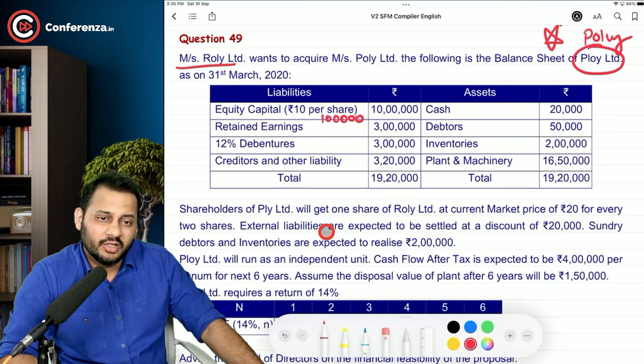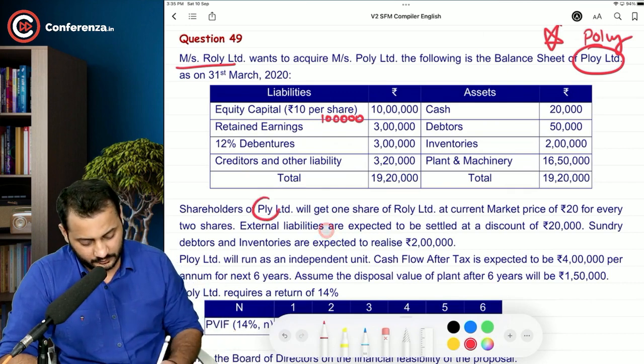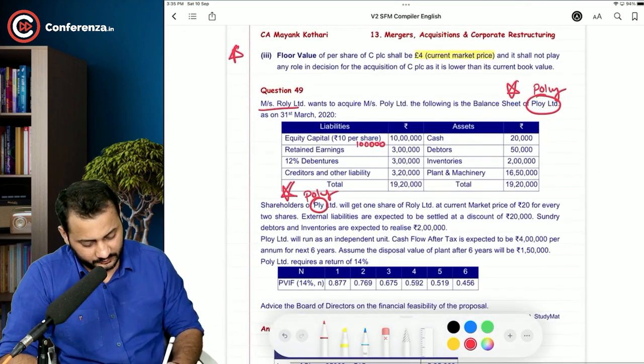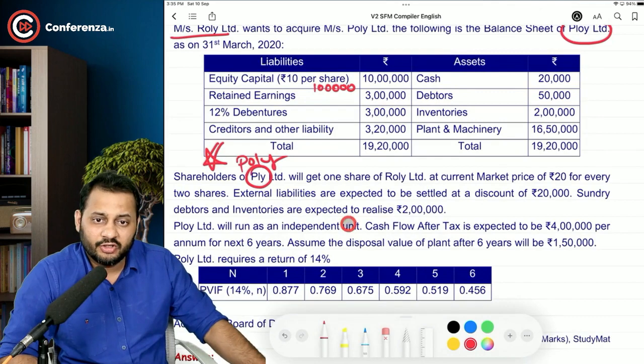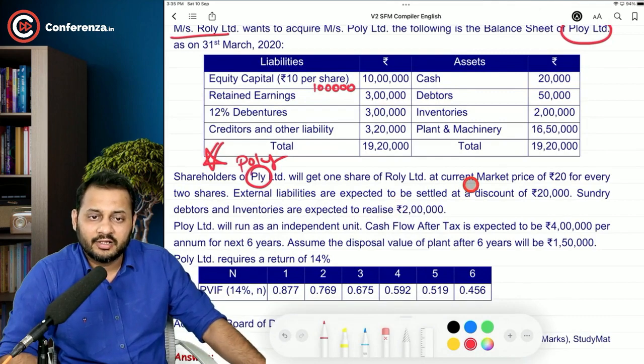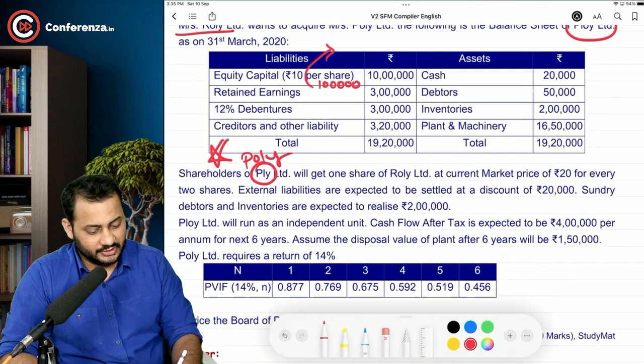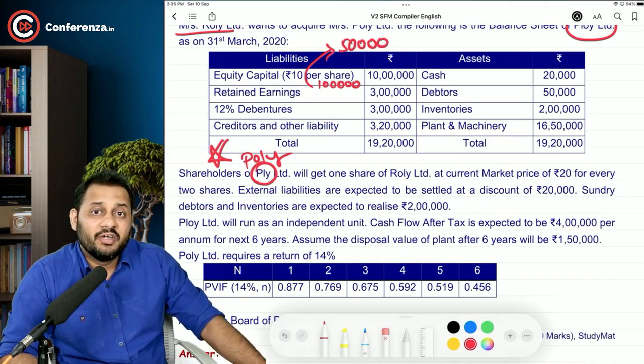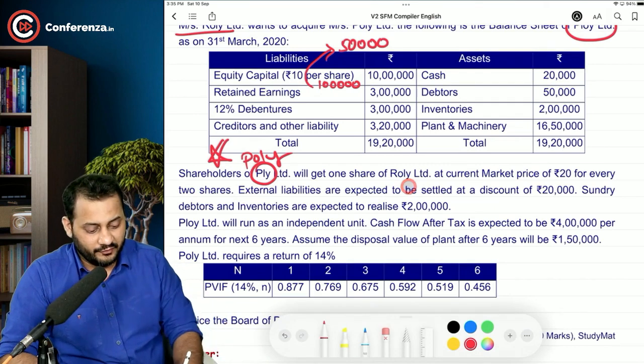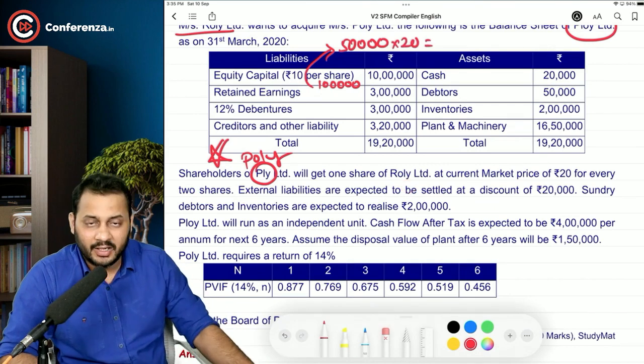Ply, Poly, Rolly. I think it's Poly. So shareholders of Poly Limited will get 1 share of Rolly Limited at current market price of rupees 20 for every 2 shares. So understand how many shares this Poly Limited is going to get in the new company? 50,000, because 1:2 is the ratio.